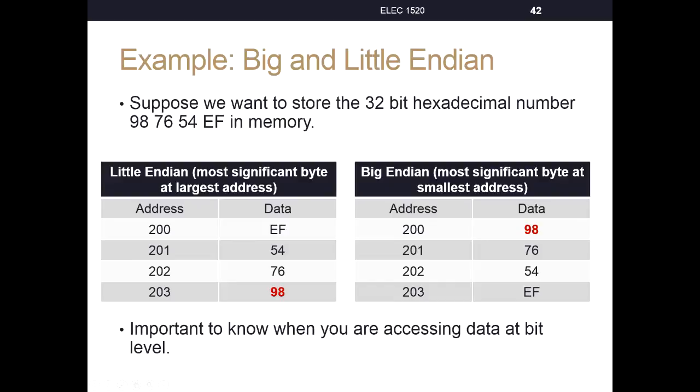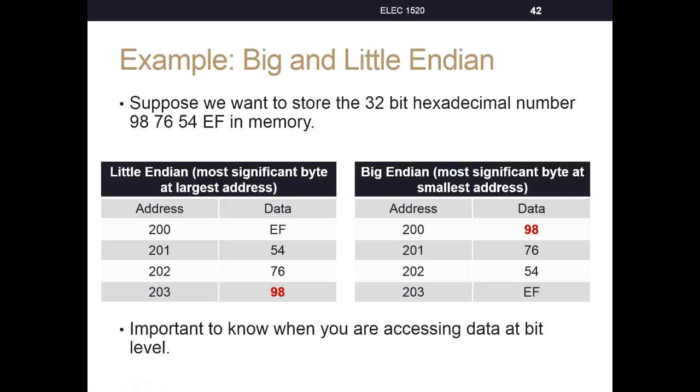If we're storing this number using little endian, remember the 9 is the most significant digit and the F is the least significant. We're reading from left to right. What little endian does is store the most significant byte, which here is 98, at the largest address. Little endian stores the most significant byte at the largest address, and then it goes in order. So the 76 goes at the next address, the 54 at the next, the EF at the smallest address.